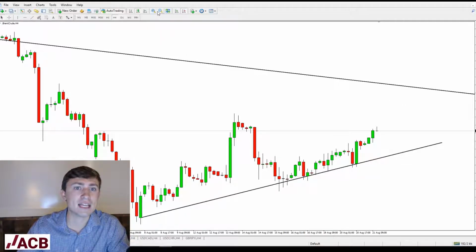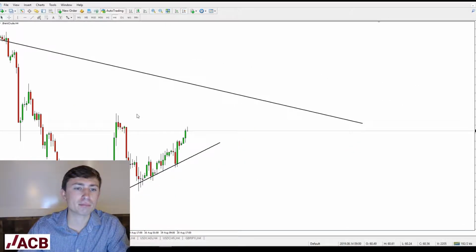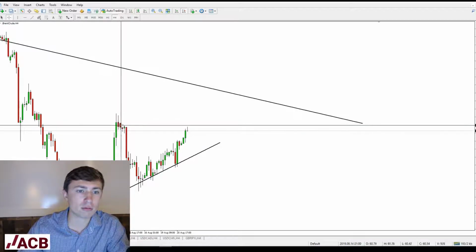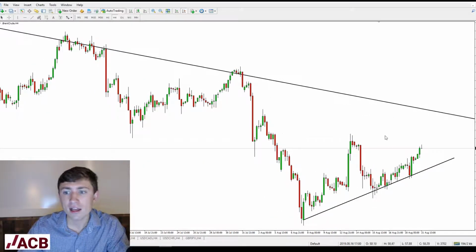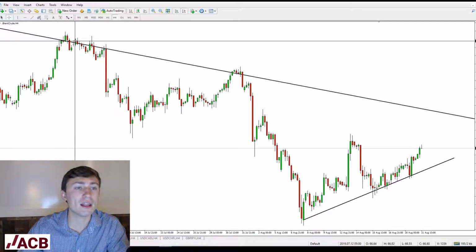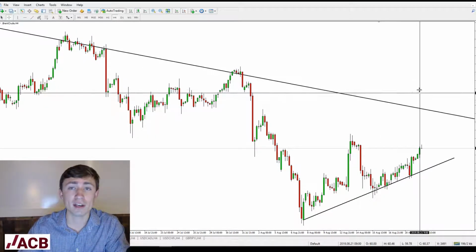Now, whether it be a day or a week, we'll have to see, but I think price does potentially want to try and break through this structure point that we do see here to ultimately come up and test that structure of resistance in the form of this trend line that we are seeing playing out on Brent crude.